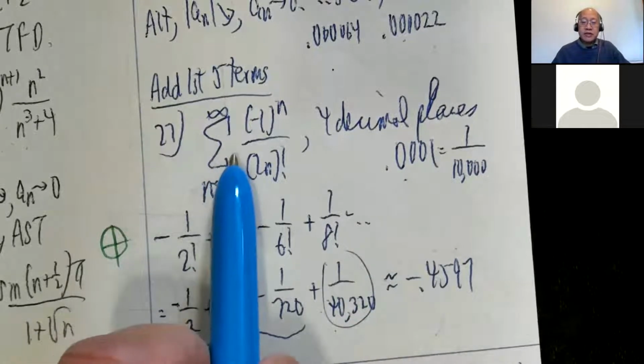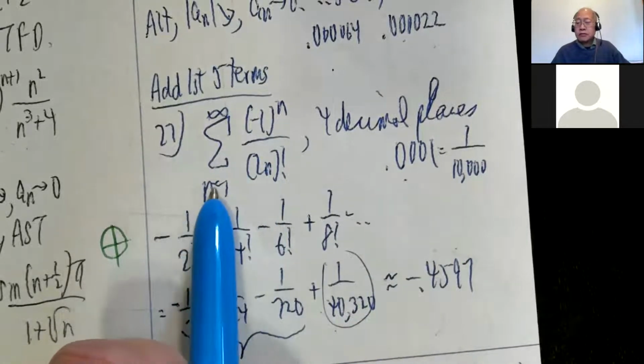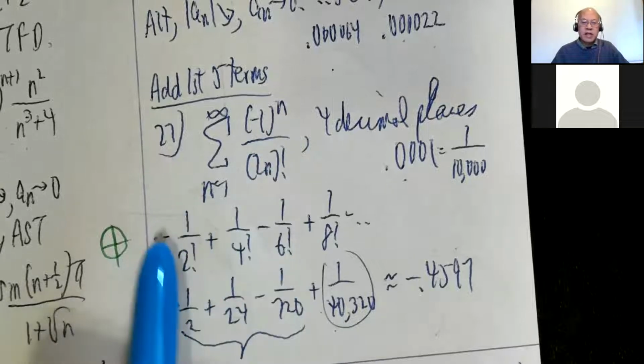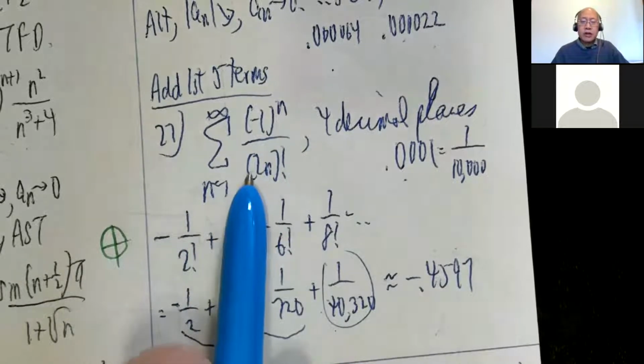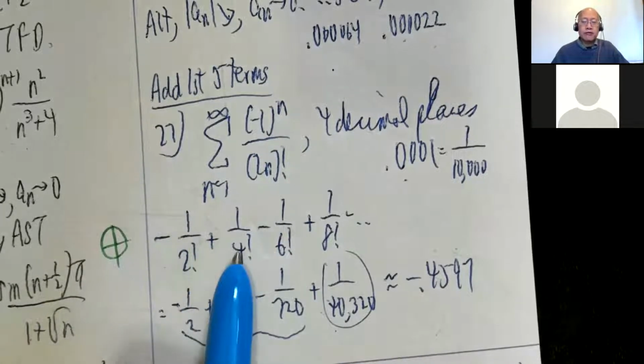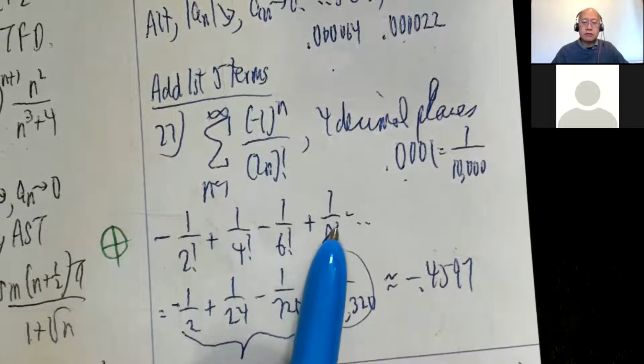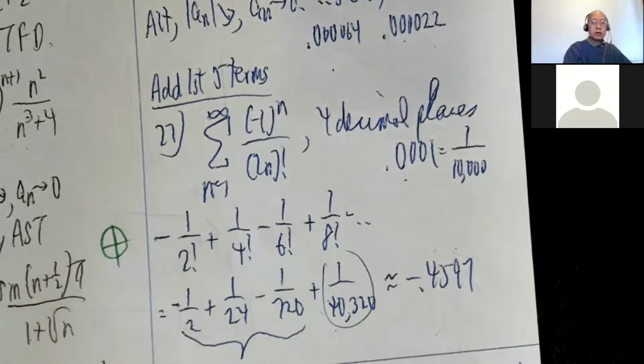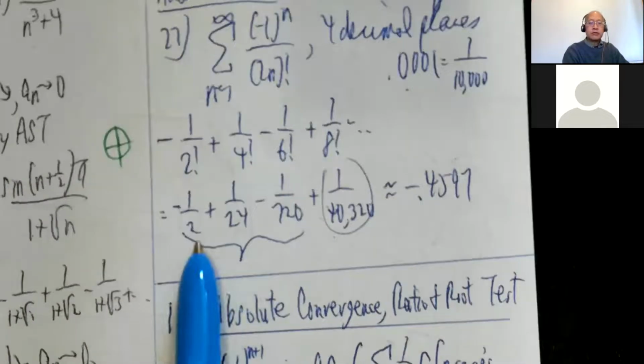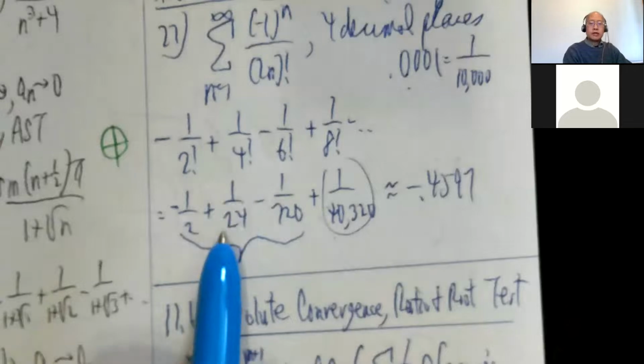Okay, this one starts negative, does it not? Plug in 1. So it goes negative, positive, negative, positive. 2n factorial: 2 factorial, 4 factorial, 6 factorial, 8 factorial. Okay, 2 factorial is 2. 4 factorial is 24.